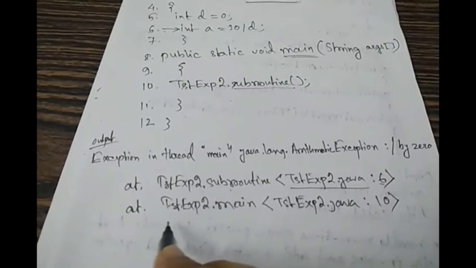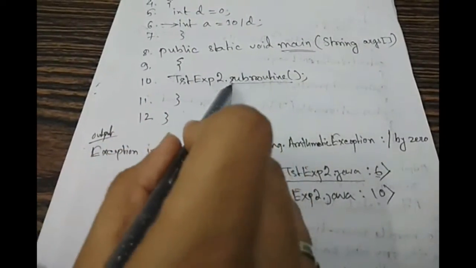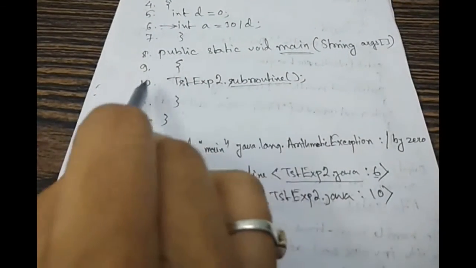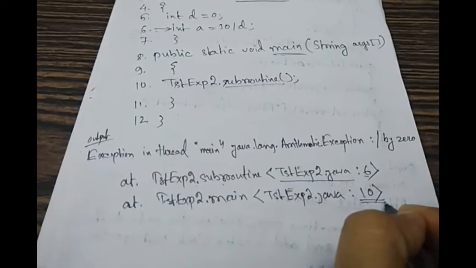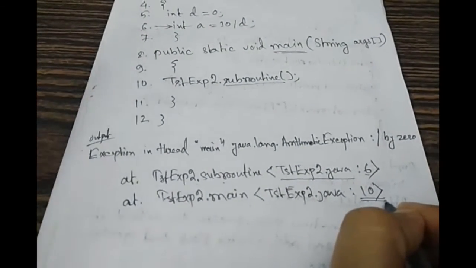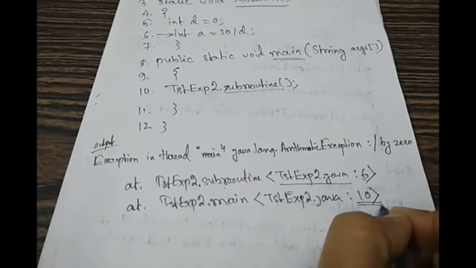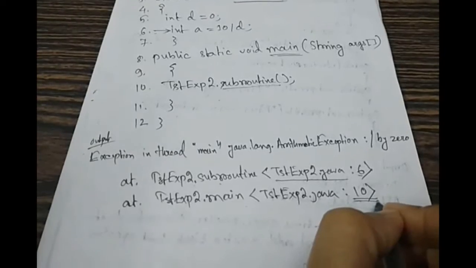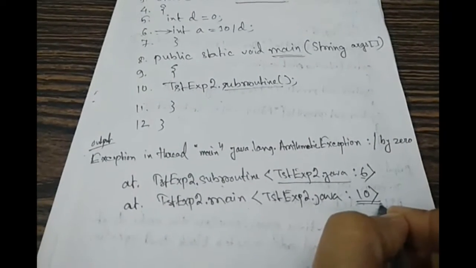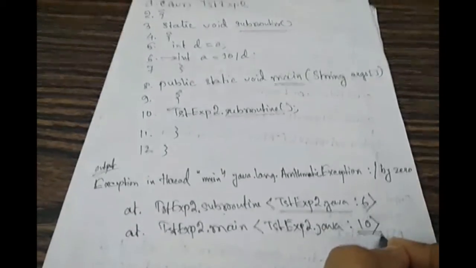And obviously in the main method we are calling this subroutine. So actually this line number 10 is also present in the exception handler. In the example we are not using any try-catch block, but Java default exception handling will catch the exception, throw the exception, and we get the proper message.